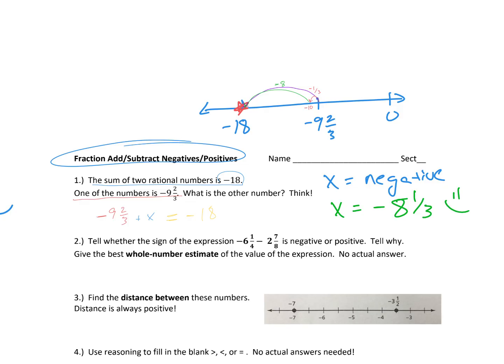So this is kind of the logic that we're going for here, all right? When you're adding and subtracting, when you subtract, you're going in the negative direction. When you are adding, you are going in the positive direction, okay? So let's check out this next one.